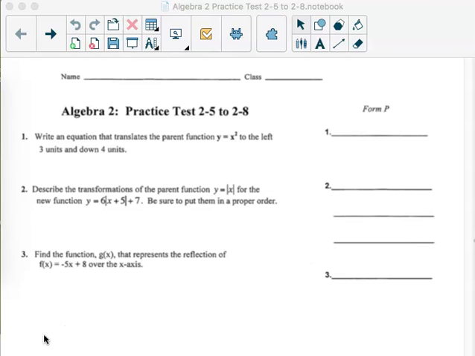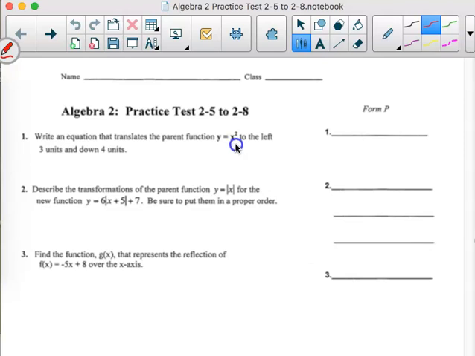Write an equation that translates the parent function y equals x squared to the left 3 units and down 4 units. So this was back in section 2.6. And we have to pay attention to the fact that this is not absolute value. This is the quantity x minus h squared plus k, because this is a parabola. This is not a v. This is a parabola.